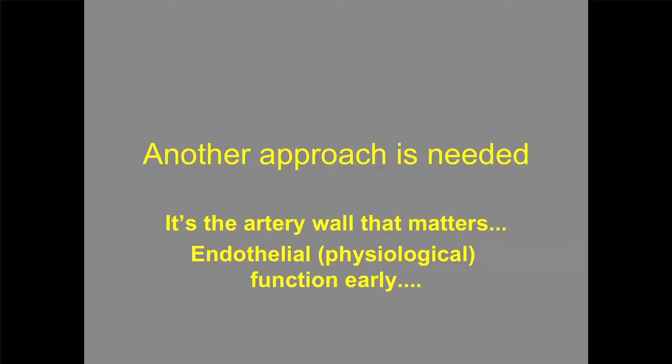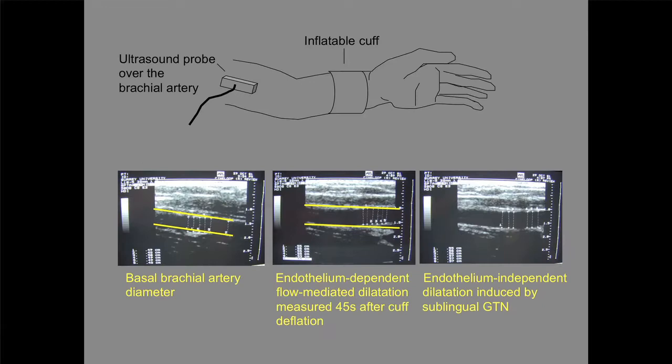Well, another approach is needed, and I think that approach is to look at the physiology, look at the function of the artery wall early, and we can do that using endothelium-dependent flow-mediated dilatation as one measure. What you can do here is put a probe on the artery, occlude the arm with an inflatable cuff, and measure the artery caliber at baseline and then once you've released the cuff. If that artery is healthy, it will dilate. The reason it dilates is that it's producing a healthy compound called nitric oxide, which acts on the artery wall and causes it to dilate. If that artery isn't healthy, it won't dilate as much.